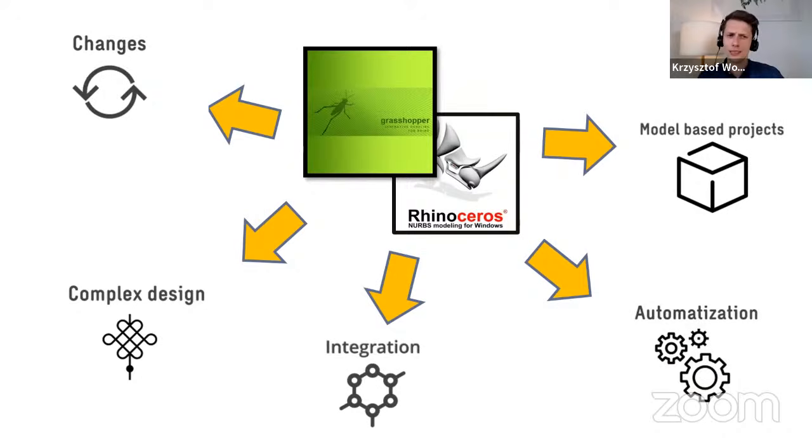So these five reasons: changes, complex design, integration with several software, model-based projects. The example from Norway is showing that the industry will go in this direction, delivering to the site just 3D models without drawings, because it's showing lots of time savings and fewer errors on the site, and of course automatization to make design faster.